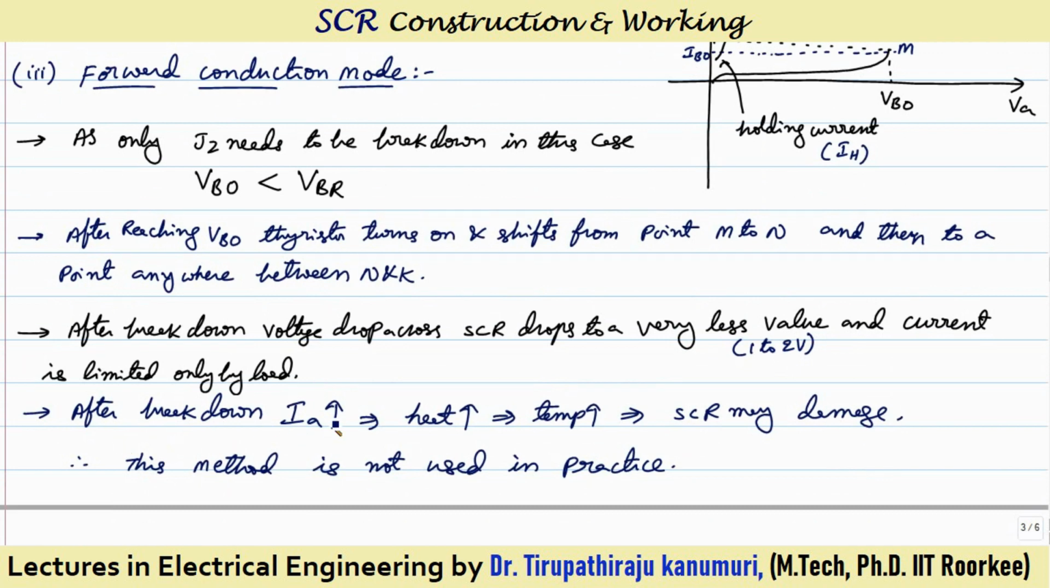So after the breakdown, that means the IA is increased, because this VBO is also not small. Even though it is less than VBR, this breakdown is happening at a very high voltage. So when the breakdown happens at high voltage, because of the voltage gradient, what will happen? A huge value of current will rush. Because of the huge current passing, there will be more I square R losses, or more heat will be produced. Because of that, the temperature will increase drastically and there is a chance that the SCR may be damaged. So that's why in practice, we never go for this method.